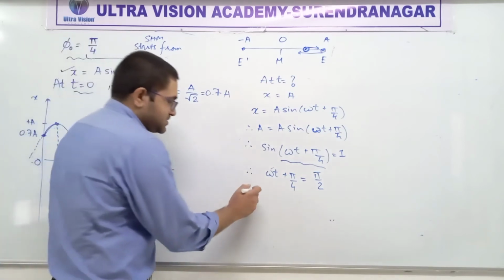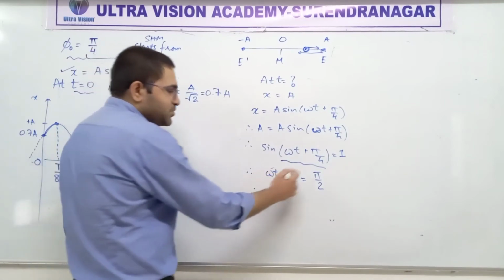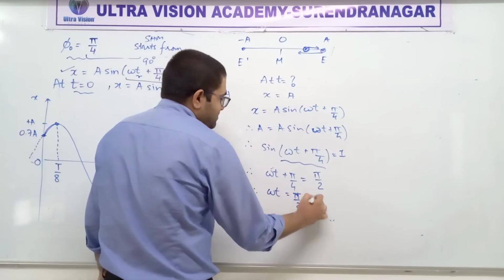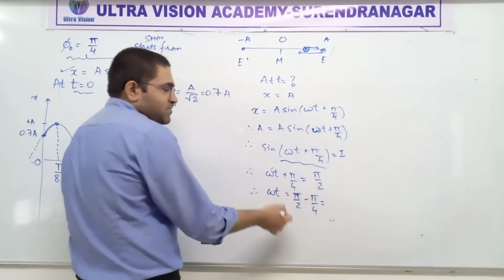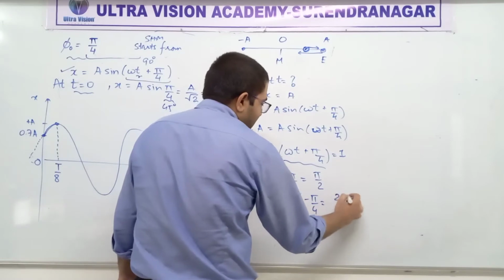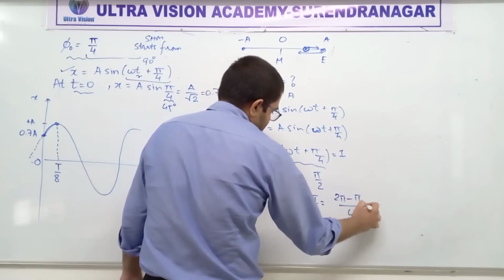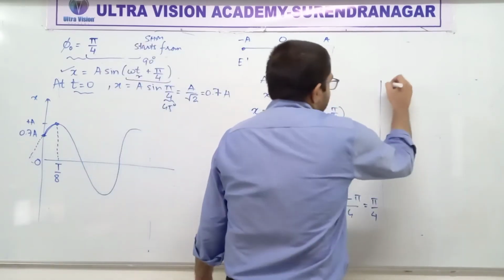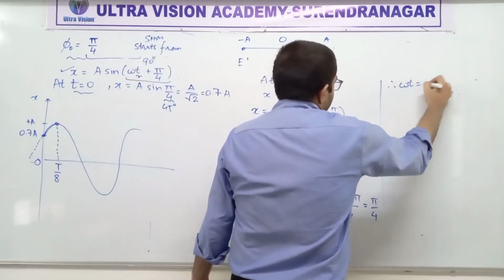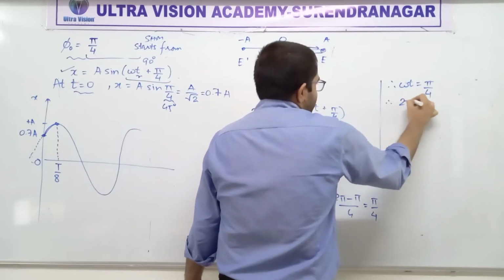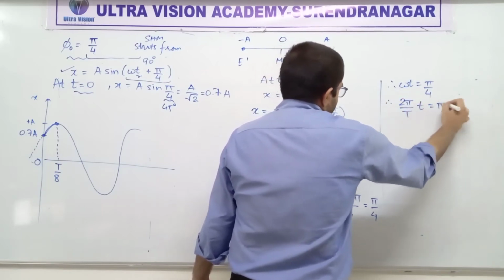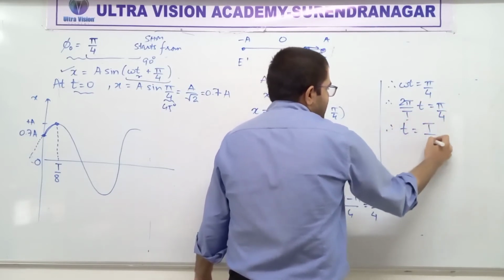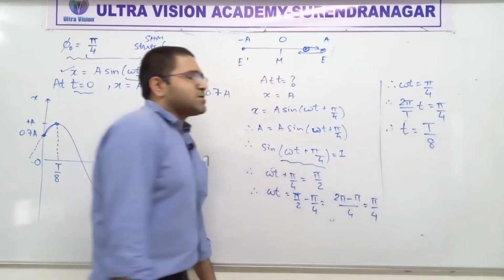Okay, let's solve this. Put pi by 4 on that side. Omega t equal to pi by 2 minus pi by 4. If you take the LCM, this is 2 pi minus pi by 4, that is equal to pi by 4. So now we have omega t is pi by 4. Therefore, omega is 2 pi by T. We can use that here and then simplify this. Pi gets cancelled and t is equal to capital T divided by 8. Is that understood?